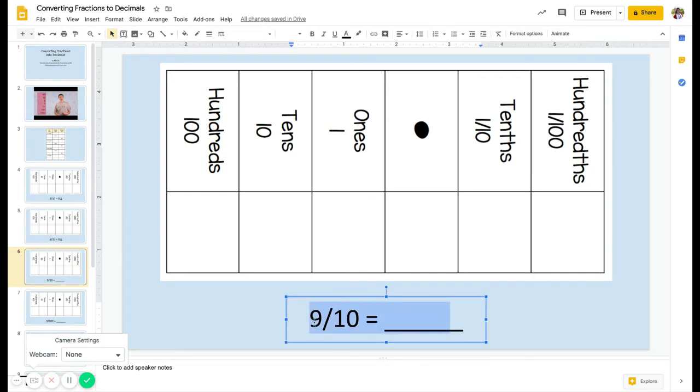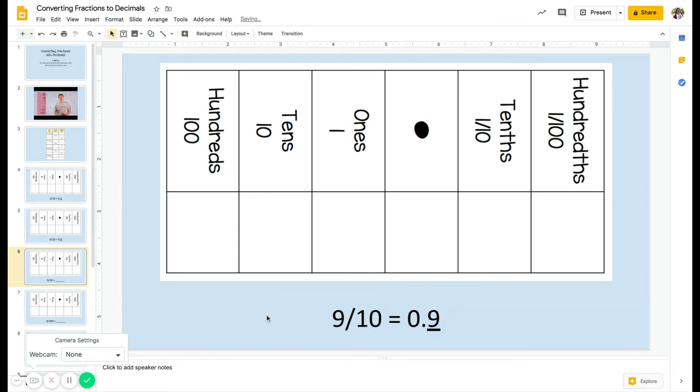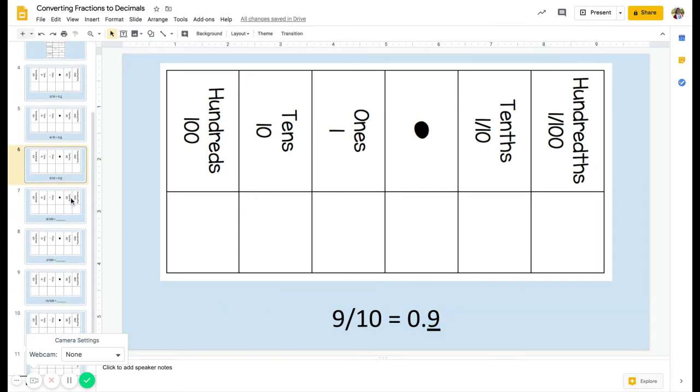Our next one is 9 tenths. So if I think about the fraction form of it, I still have less than 1 because I know 10 tenths is 1 whole. So 9 tenths is still less than 1. So I have no wholes and I have a 9 in the tenths place value. So this would be 9 tenths.